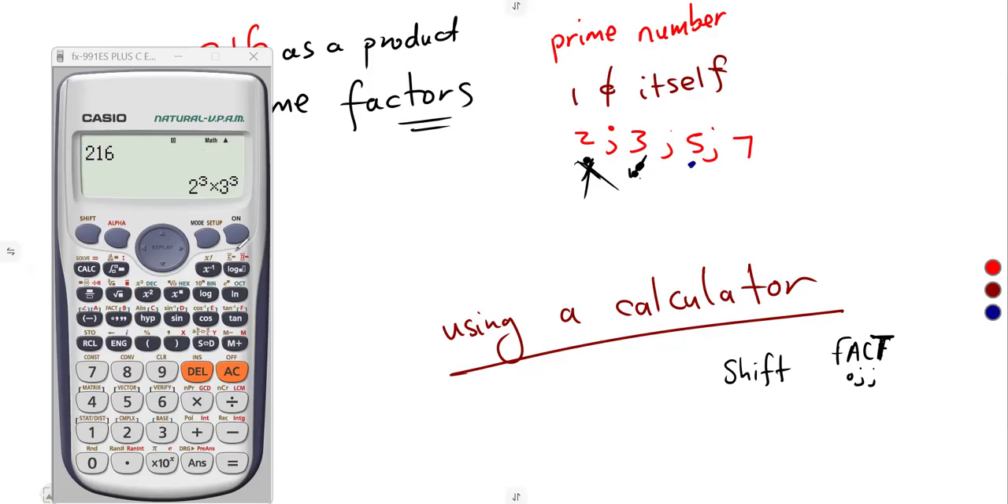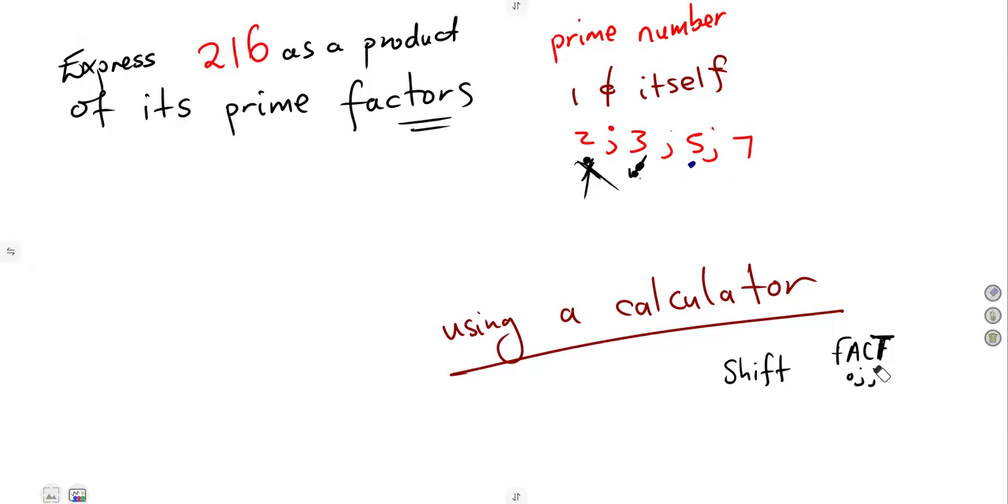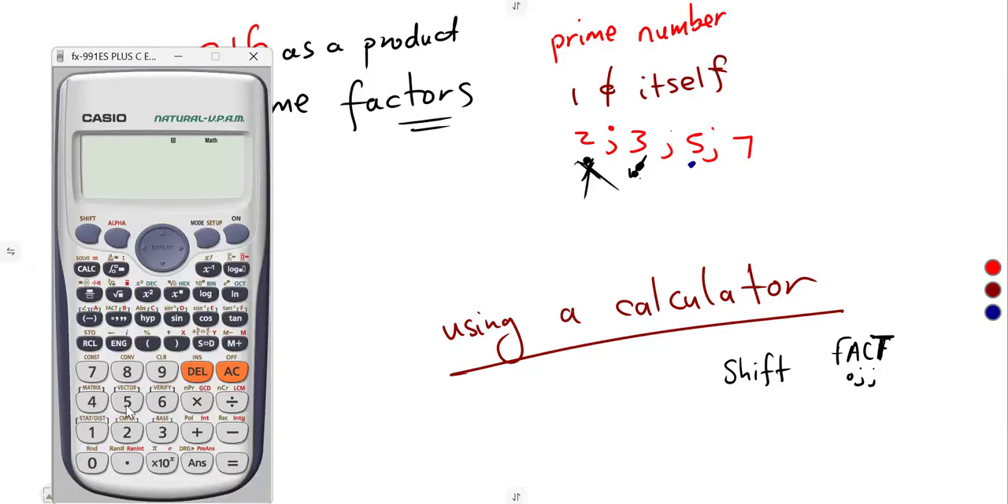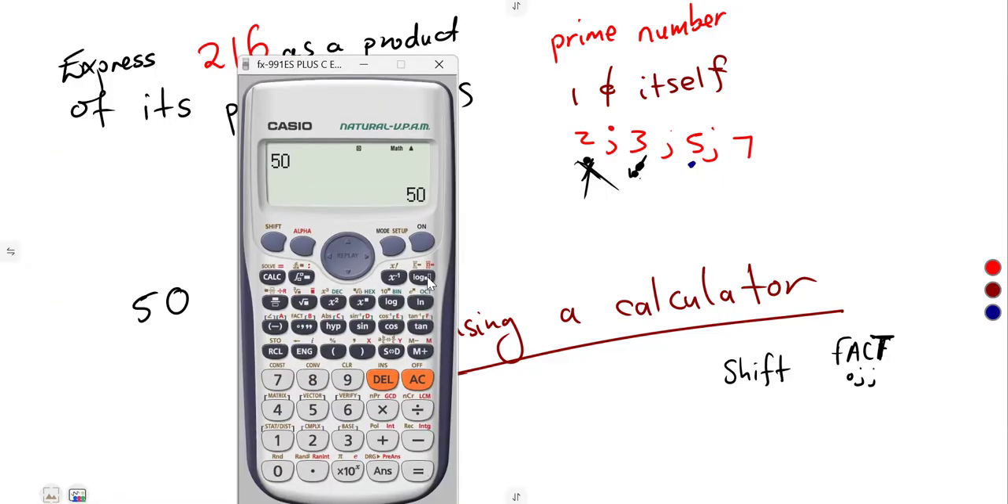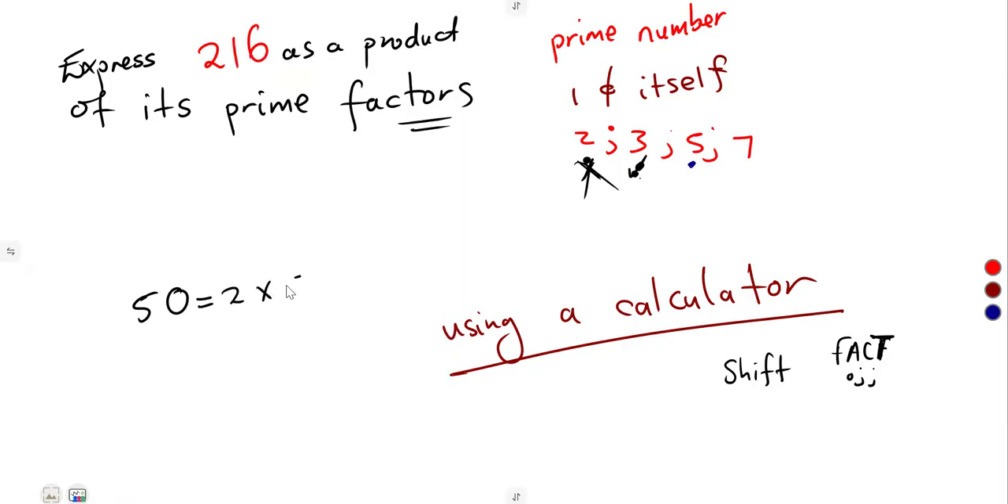Okay? Just like that. Okay, let's try another one. Let's try 50. So what did I say? 50 is equal to. That's the first thing. 50 is equal to, then shift fact: 2 times 5 to the power of 2. So this is 2 times 5 to the power of 2, exactly the same answer that we got from what we had.